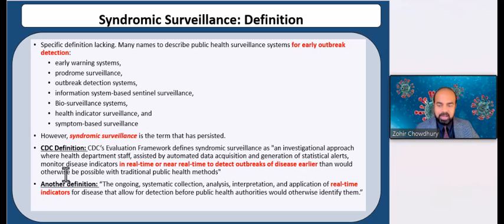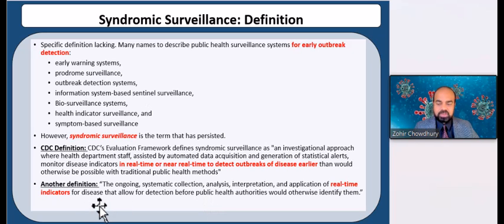Another definition, which is very similar to the overall definition of surveillance, is the ongoing systematic collection, analysis, interpretation, and application of real-time indicators for disease that allow for detection before public health authorities would otherwise identify them. So syndromic surveillance data are collected in real time, meaning that the data are automated so that they can be received daily or even more frequently. And the type of data collected is not actual disease. Instead, we are interested in specific indicators of disease.